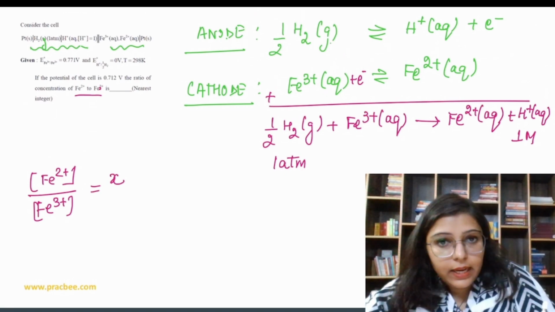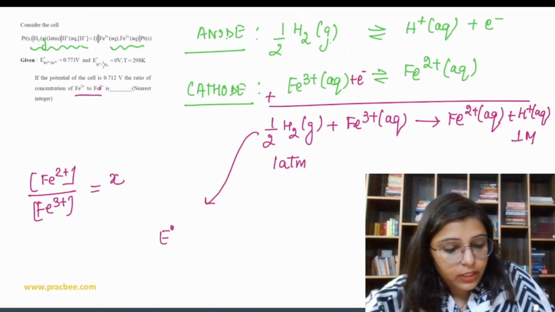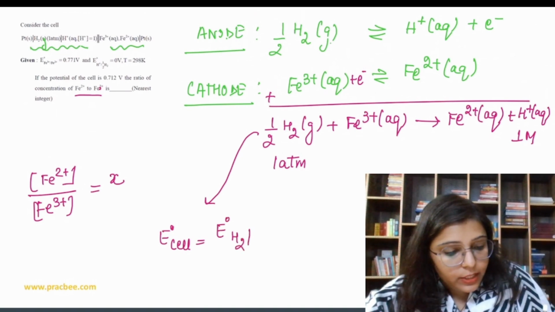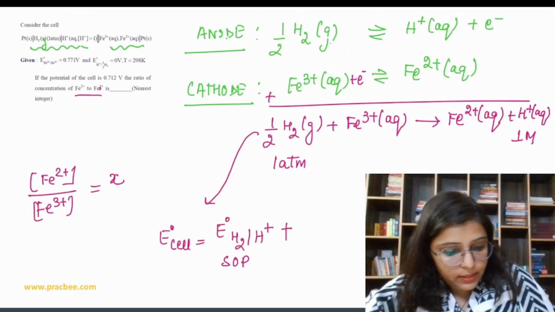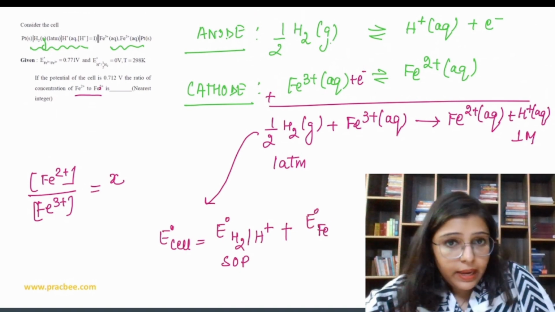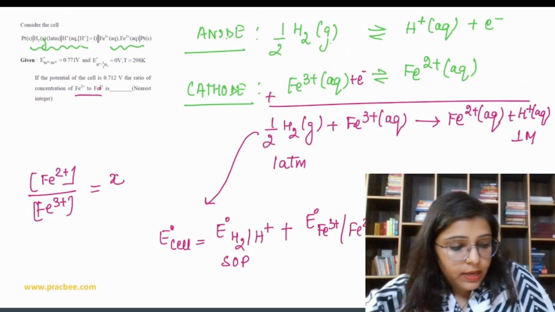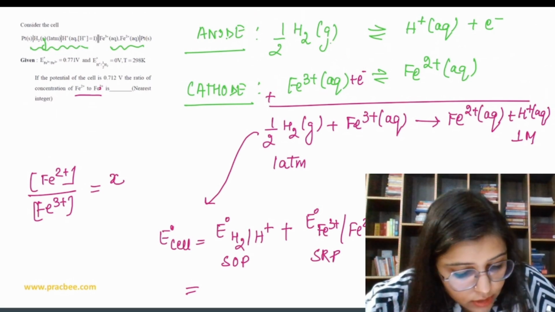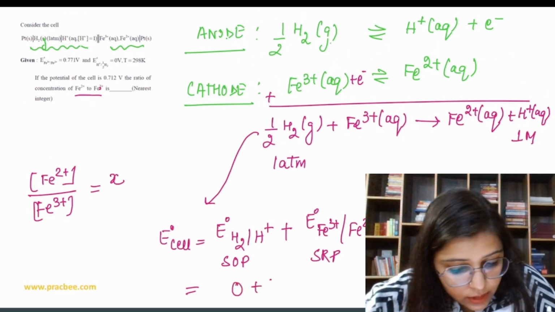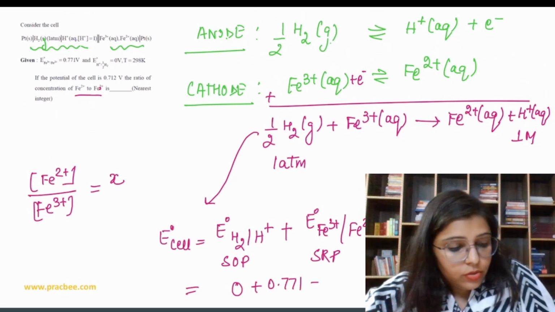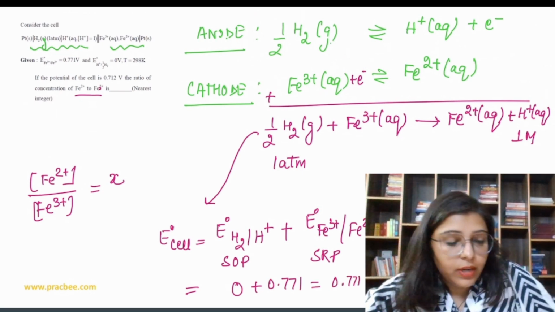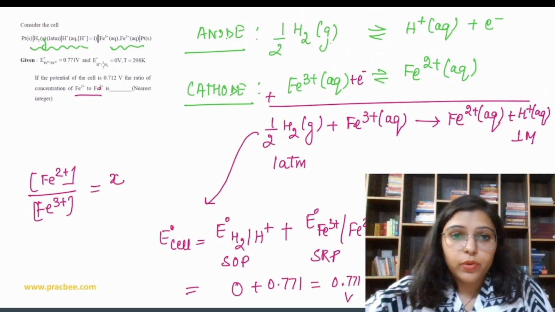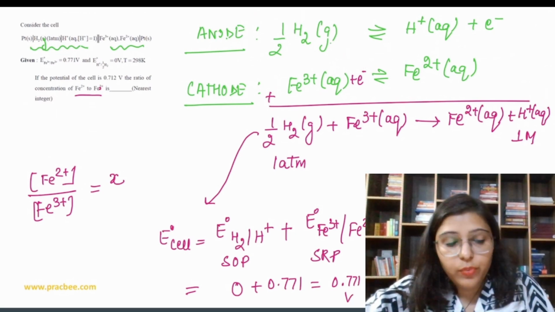Now, for this reaction, let's find out E naught cell. So E naught cell is E naught of H2 to H plus, that is the standard oxidation potential, plus E naught of Fe3 plus to Fe2 plus, and this is the standard reduction potential. So standard oxidation potential is 0 and the reduction potential is plus 0.771. So E naught cell is 0.771 volt.